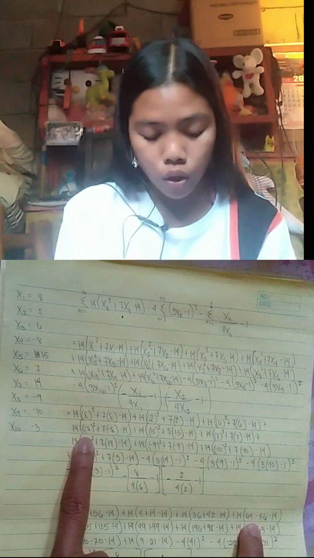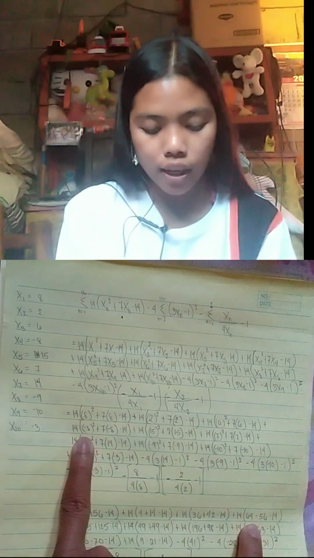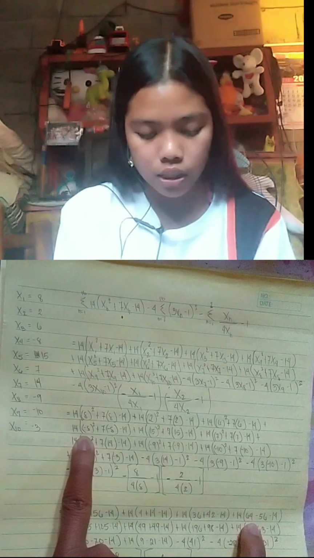The square of 6 is 36. 7 times 6 is 42, minus 14 plus 14. The square of negative 8 is equal to positive 64, because positive times positive, and negative times negative, is equal to positive.